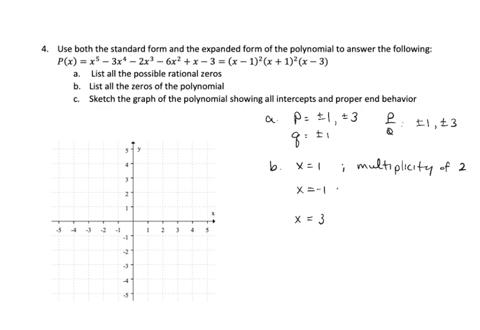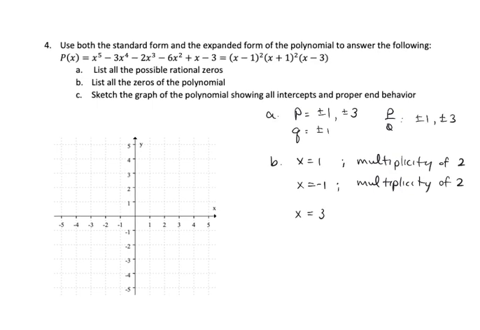That one has multiplicity of 2. x equals 3 has a multiplicity of 1. It's not generally stated if you just have a multiplicity of 1, just if you have a multiplicity higher than 1. So those are the zeros of the polynomial.